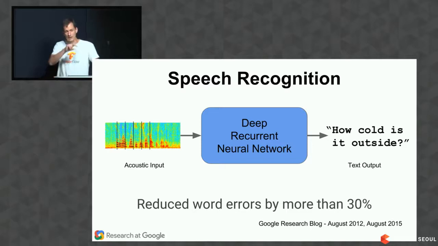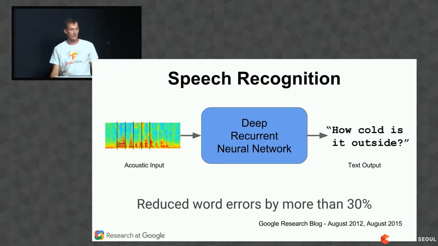And essentially then you have a whole sequence of these predictions, and then you stitch that together with a language model so that you can understand that the user said, how cold is it outside? And the initial thing that we helped launch reduced word error rates in the speech recognition system by more than 30%, which is a really big deal.